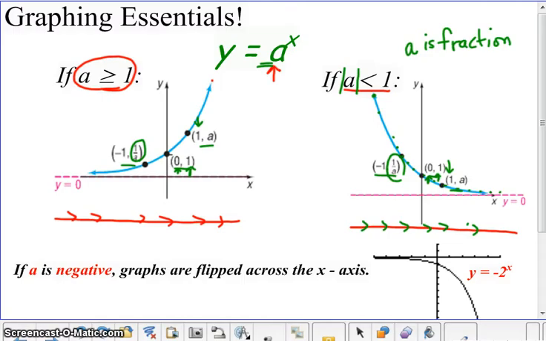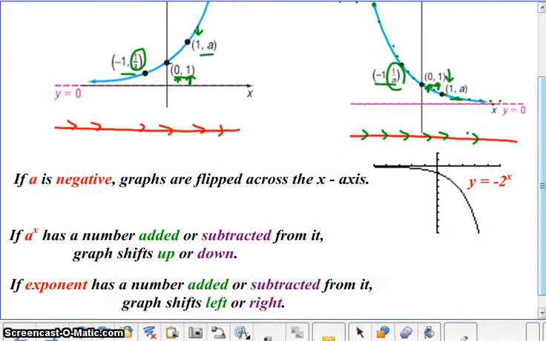Now what I'm going to look at a little bit further is what happens if that number is negative. I haven't addressed that yet. If that number a is negative, when I write y equals a to the x and I happen to have a negative number out there, an example might be y equals -2 to the x, that negative takes my graph and flips it over. It flips it right across the x-axis. Remember, here's the x-axis. The graph of y equals 2 to the x goes something like this. And it's just simply flipped.